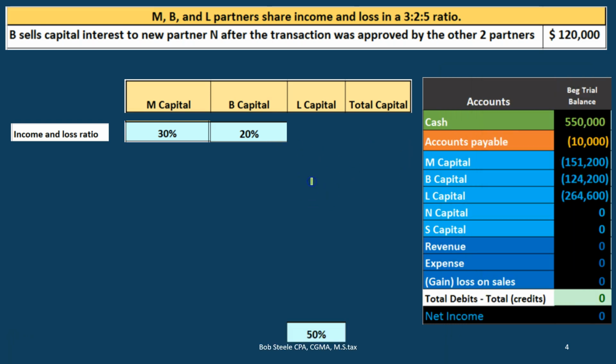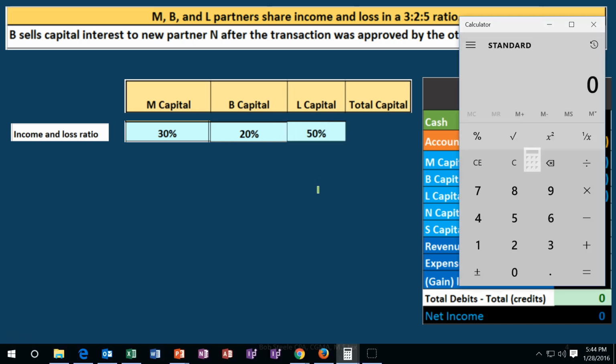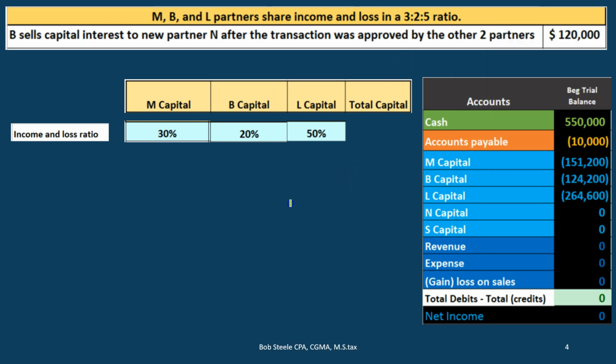And yes, we'll do this one more time for L. L has a partnership interest of 5. So we're going to take the 5 out of the 3 plus 2 plus 5, 10. And that gives us the 0.5 or 50%. If we add up the 30, the 20, the 50, we add up to, of course, the 100%.